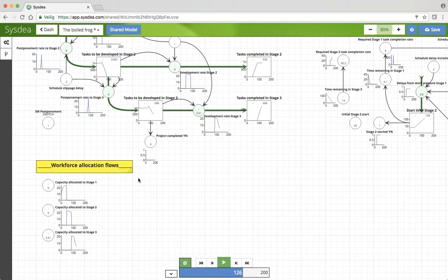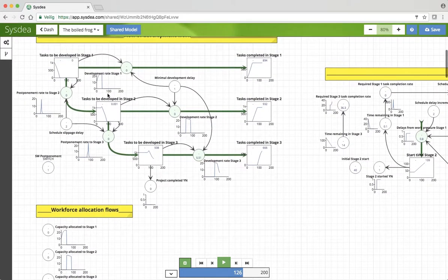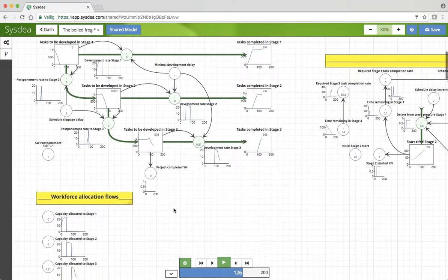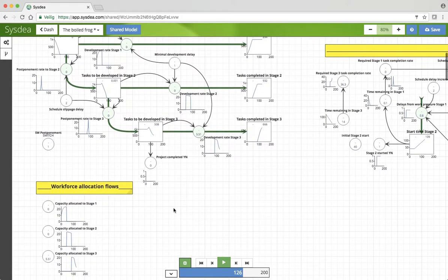What it does is it takes the total amount of work to be done, all these tasks that still need to be done within a certain amount of time. And then it says, that fraction of the total work to be done that has to be done in stage 1, that's the fraction that I allocate of the total capacity to stage 1.